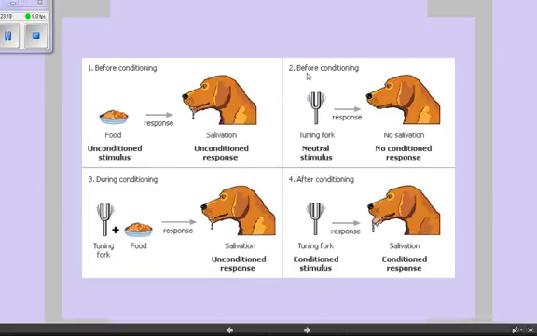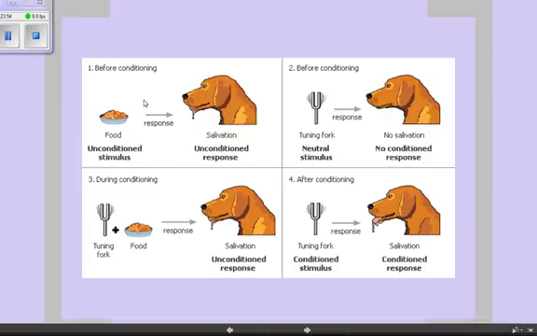Pavlov, before conditioning, check this. He started tuning the fork, made a sound. Is it natural with this sound to have the dog drooling? No. Therefore, this neutral stimulus, the fork, the light, the music box, the metronome, initially brought no salivation, no conditioned response.